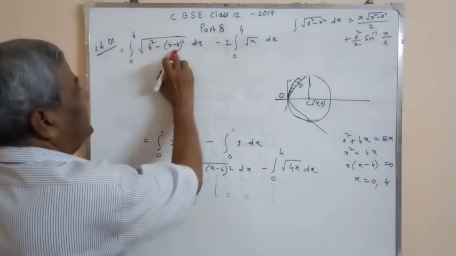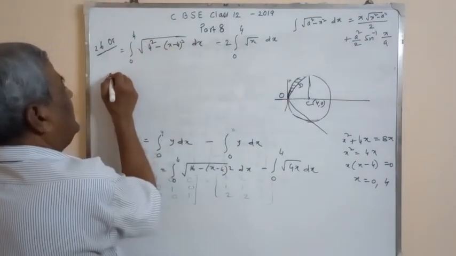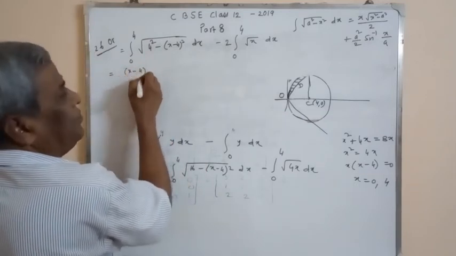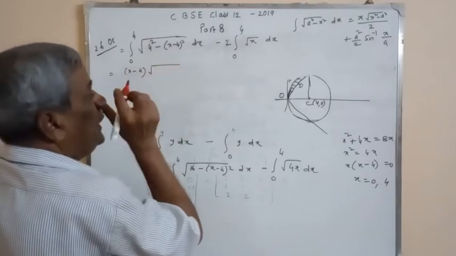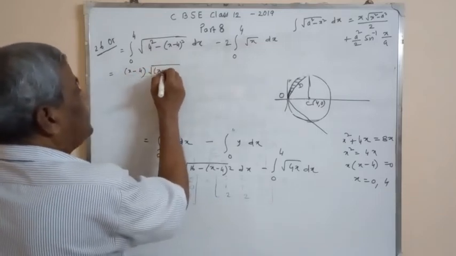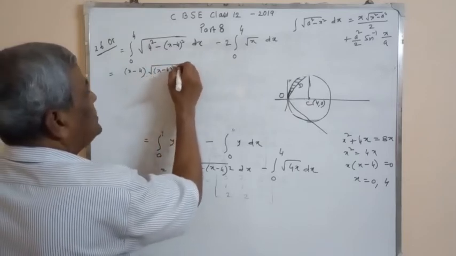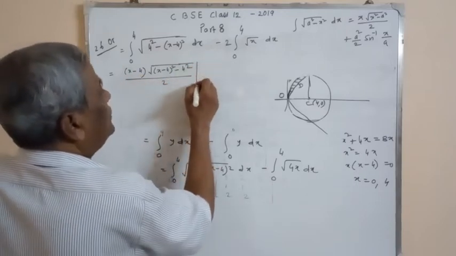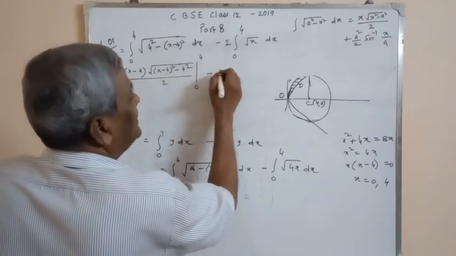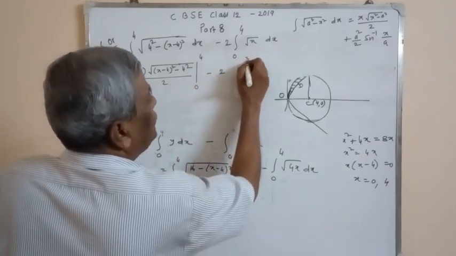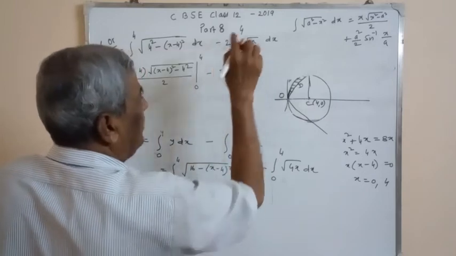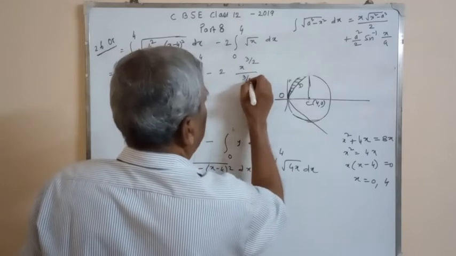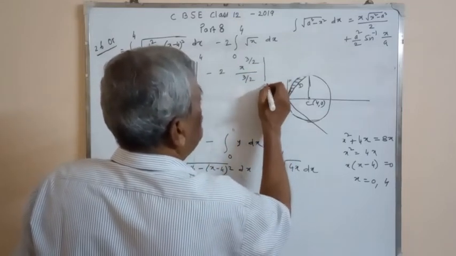This is a square, this is x square, so that the integration is x into root over (a square minus x square), that is, (x minus 4) into root over (4 square minus (x minus 4) whole square) by 2, limit between 0 to 4, minus 2 into the integration of x to the power half, which is x to the power 3 by 2 by 3 by 2, limit between 0 to 4.